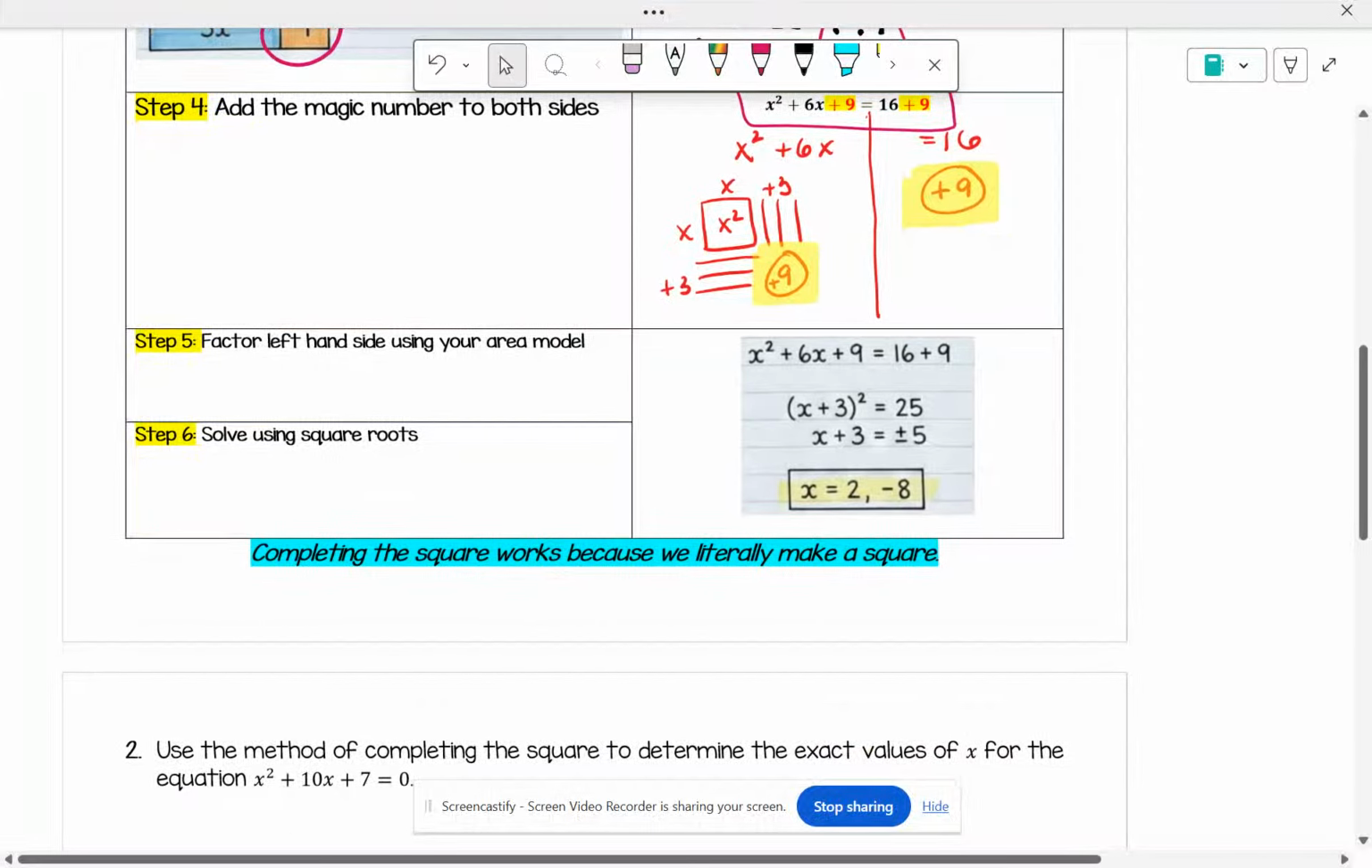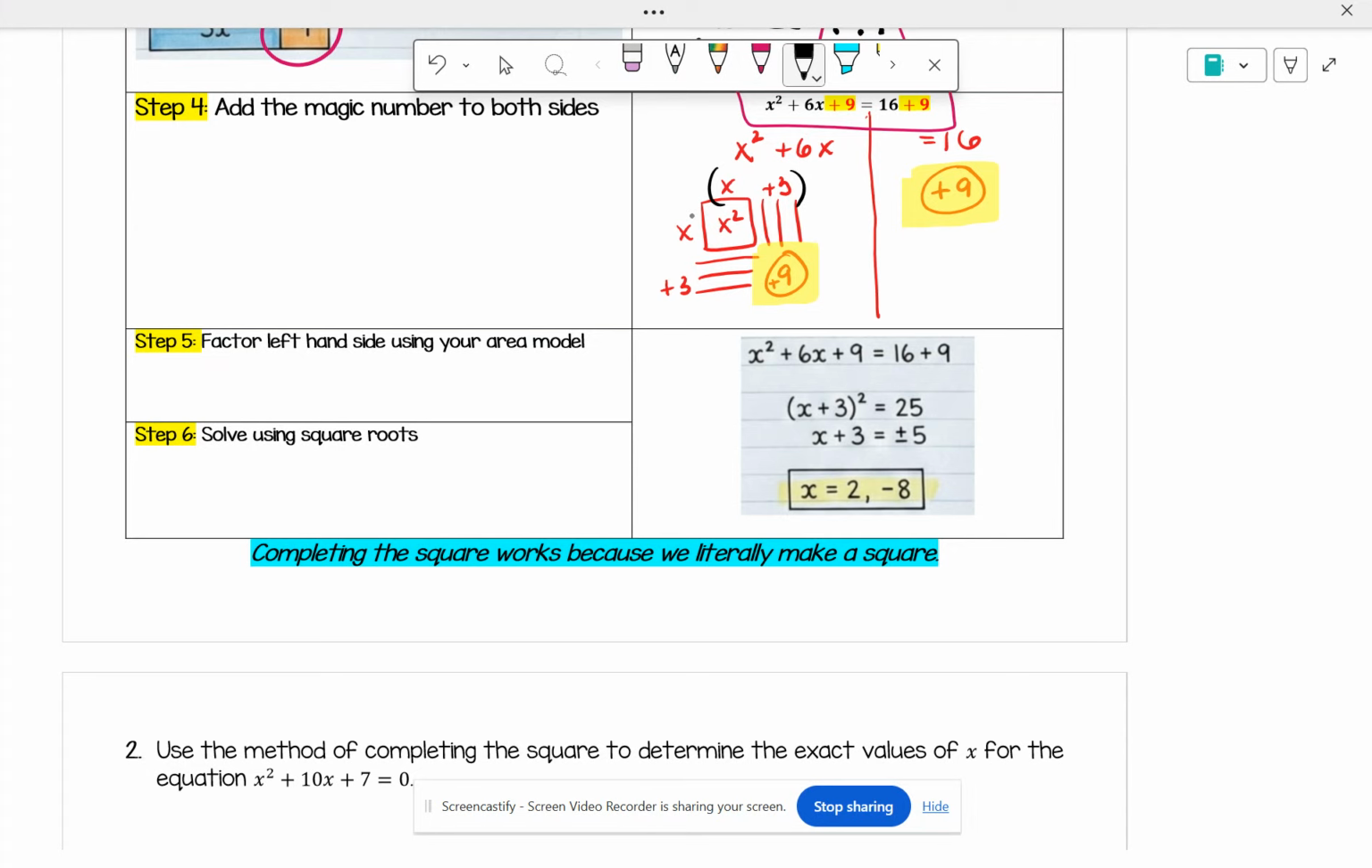Step 5 says to factor the left-hand side using your area model. So remember, in our area model, we love it so much because these become the factors, and since there's 2 of them, we can square them. So we factor this left-hand side polynomial to get a binomial squared. We then combine like terms on the right-hand side, and we now have chunk squared equals a constant.